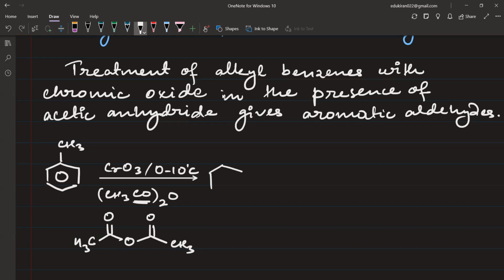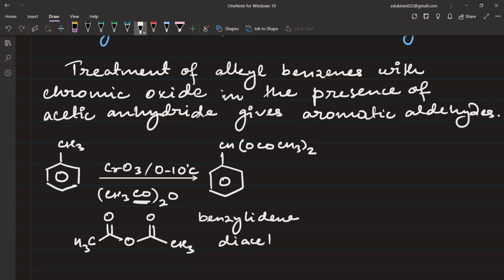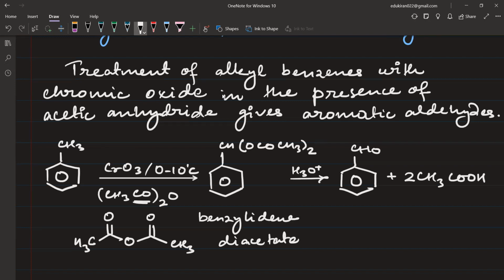Then, first of all, it forms, please write, CH(OCOCH3)2. This is benzylidene diacetate. Then hydrolysis in acidic medium, it gives you benzaldehyde plus 2 acetic acid, 2 moles of acetic acid.